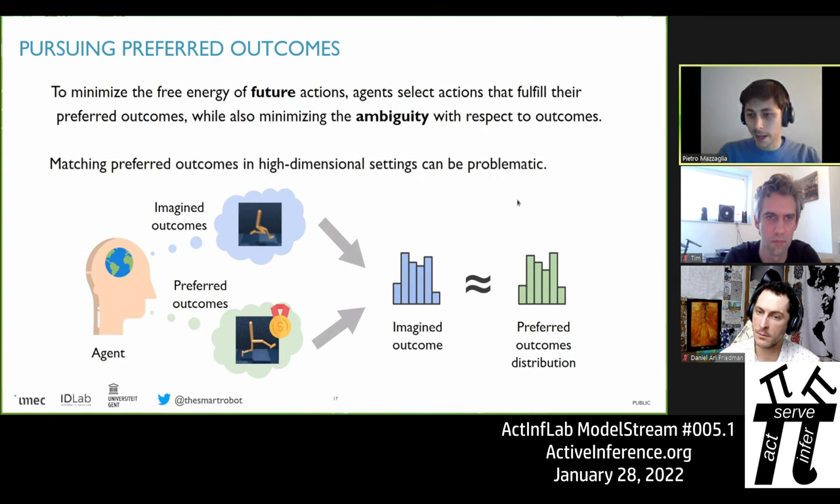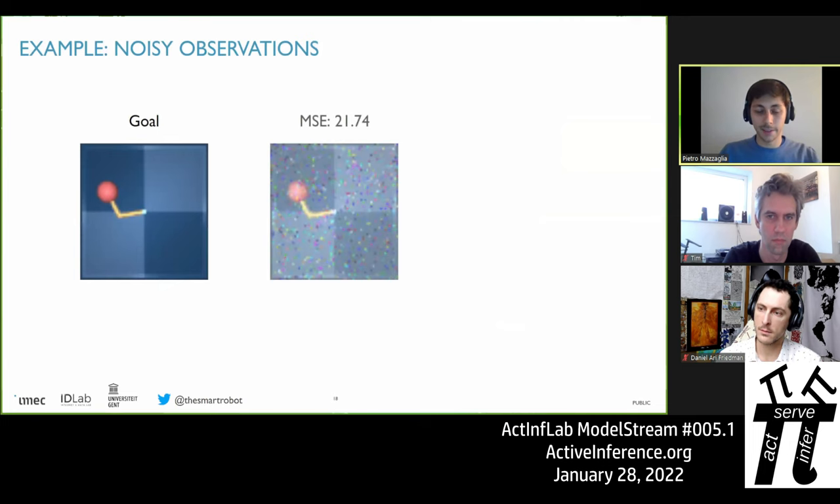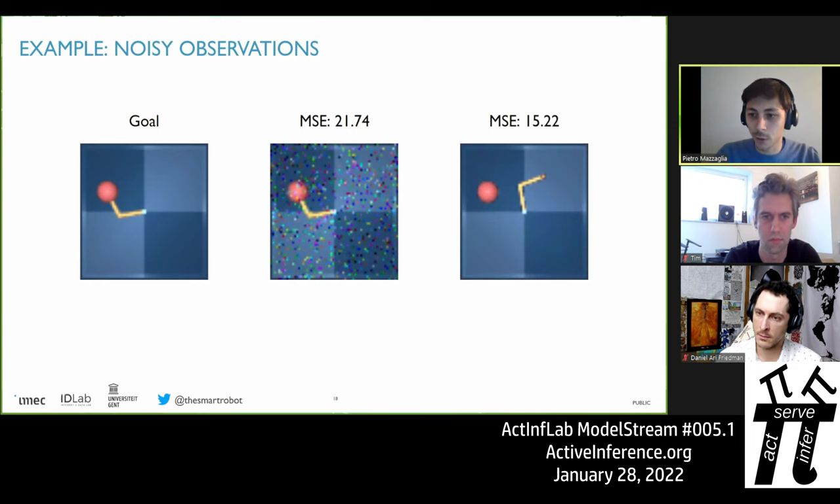However, again, in a high-dimensional setting, this can be quite complex, because how do you define a distribution on a high-dimensional image? Could it be, for instance, just a centered Gaussian around the pixel, with the mean being the pixel value and then some fixed standard deviation? But in that case, we get into trouble because we have the same issue discussed before, with, for instance, having this kind of goal here and a noisy observation like this, which actually has a higher mean square error compared to an image that is very distant from the goal.